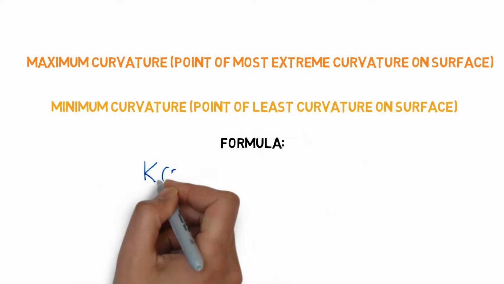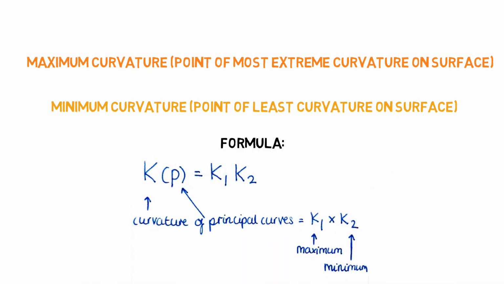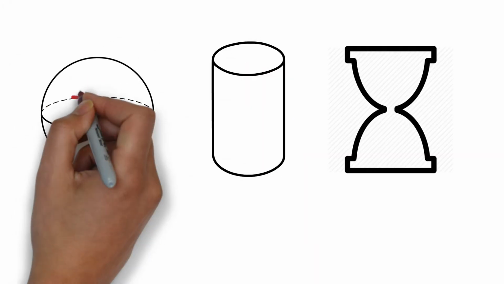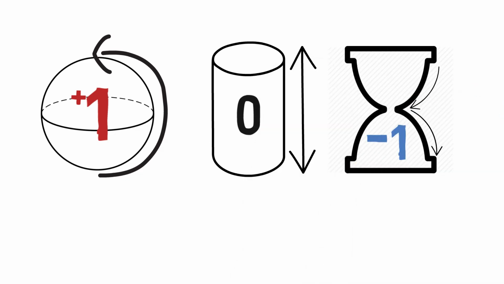Therefore, the formula for finding the curvature would be: the curvature of principal curves is the product of the two principal curves, giving an overall Gaussian curvature value. A sphere, cylinder, and hyperbola are shown. They have Gaussian curvatures of +1, 0, and -1 respectively.